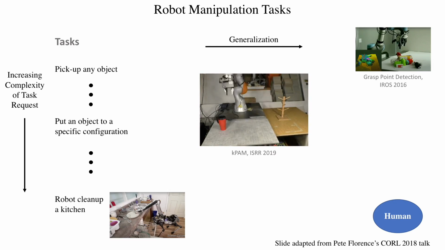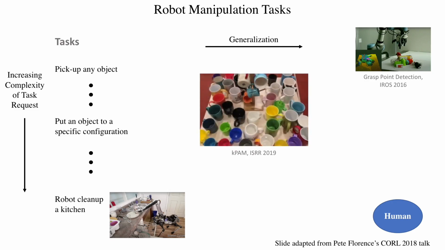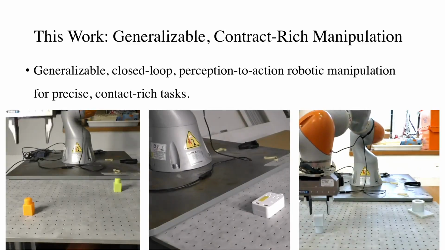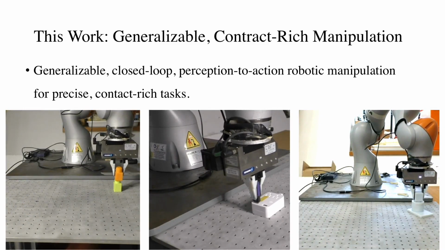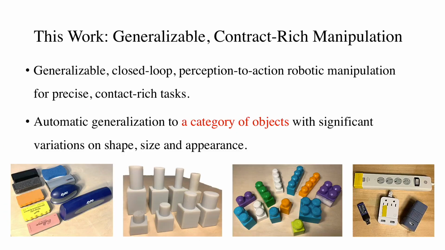For instance, the robot will pick up any instance from the marked category and place it on a rack. In this work, we still want the manipulation pipeline to work for a category of objects, but to accomplish more challenging tasks beyond kinematic pick and place. In particular, we want closed-loop perception-to-action robot manipulation for precise context-rich tasks. At the same time, the pipeline should automatically generalize to a category of objects despite significant shape or size variation.